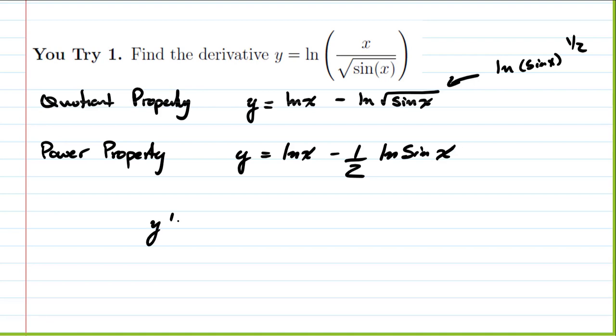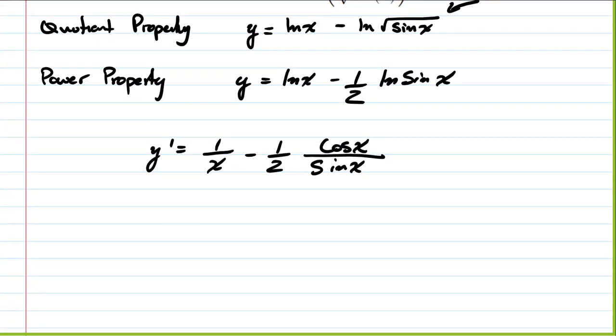So then finally we take our derivative. The derivative of ln x is 1 over x minus 1/2. And then we have sine, and then the derivative of sine is cosine. And cosine over sine is cotangent, so we get 1 over x minus 1/2 cotangent x. And that would be our derivative.